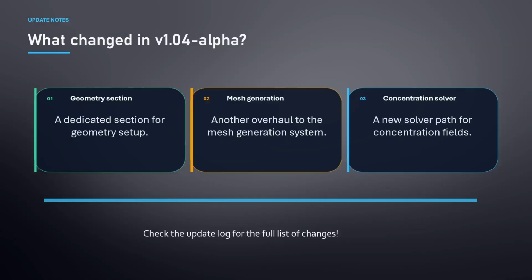So what changed in version 1.04 alpha? Well, three major things have changed in AxiSim. The first one being an addition to the geometry section. Using the geometry section, you can now draw your geometry very freely, so you can solve for more complicated problems.